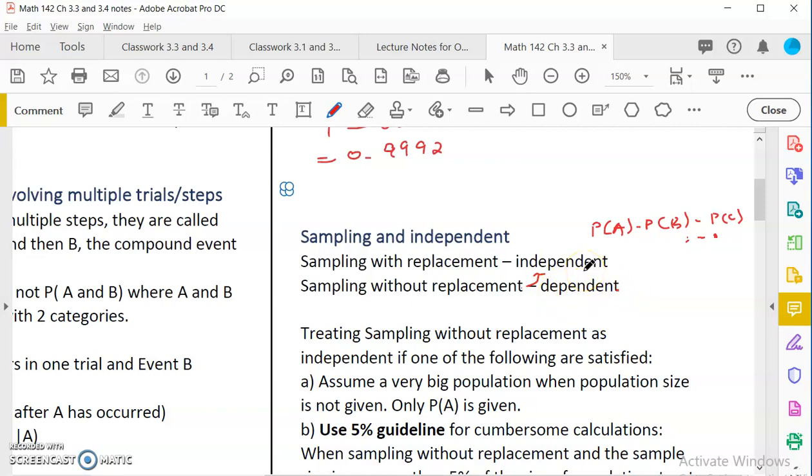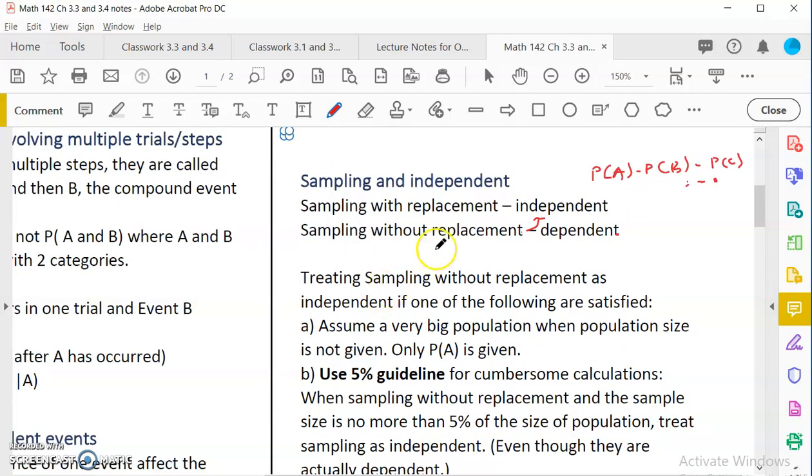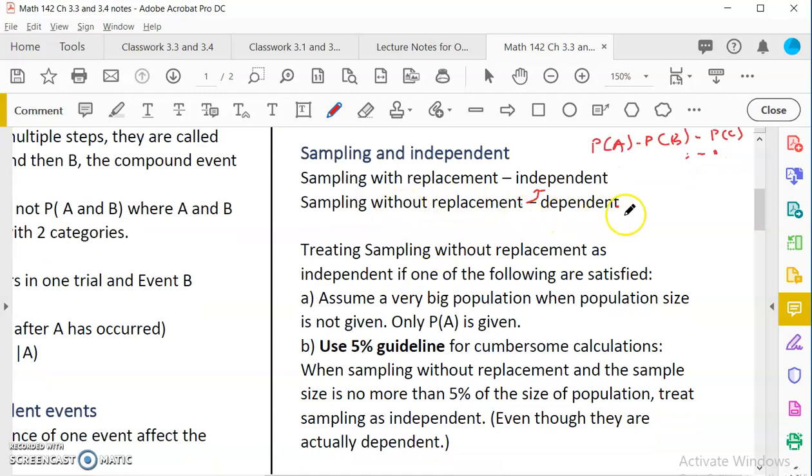So how do we actually treat this? In sampling, we usually do it without replacement, because we want, like, 10 different subjects. All the subjects are different, so you can interview them, right? So how can I treat sampling without replacement as independent? It is possible if one of the following is satisfied. First, assume that it's a very big population.